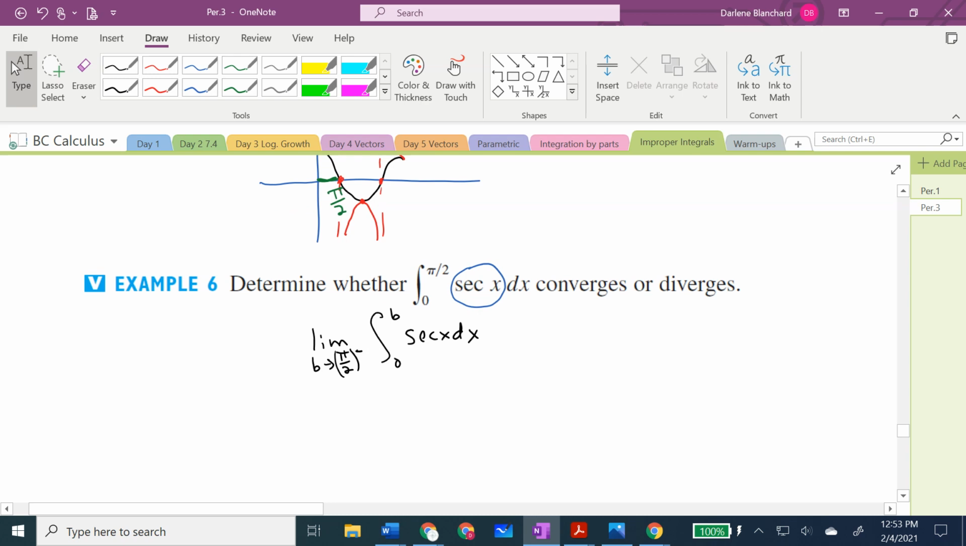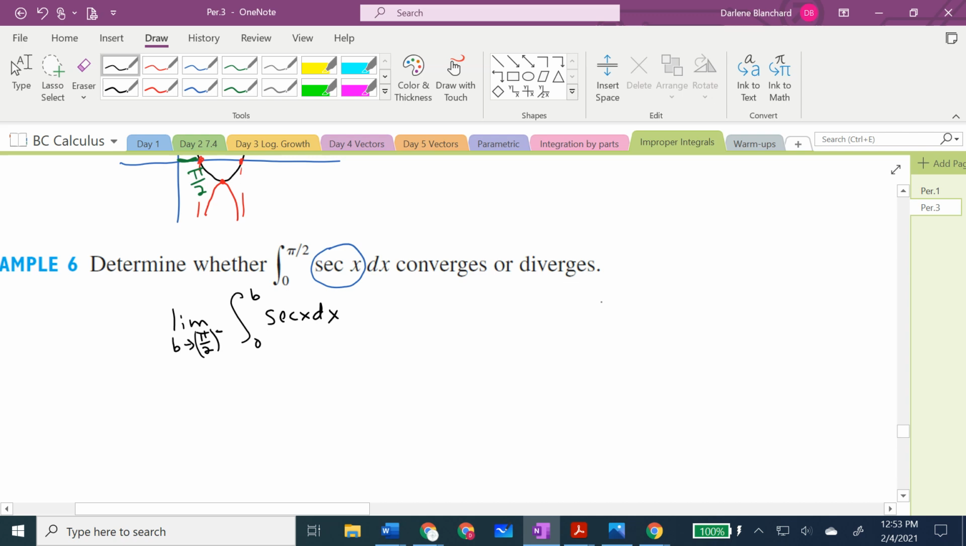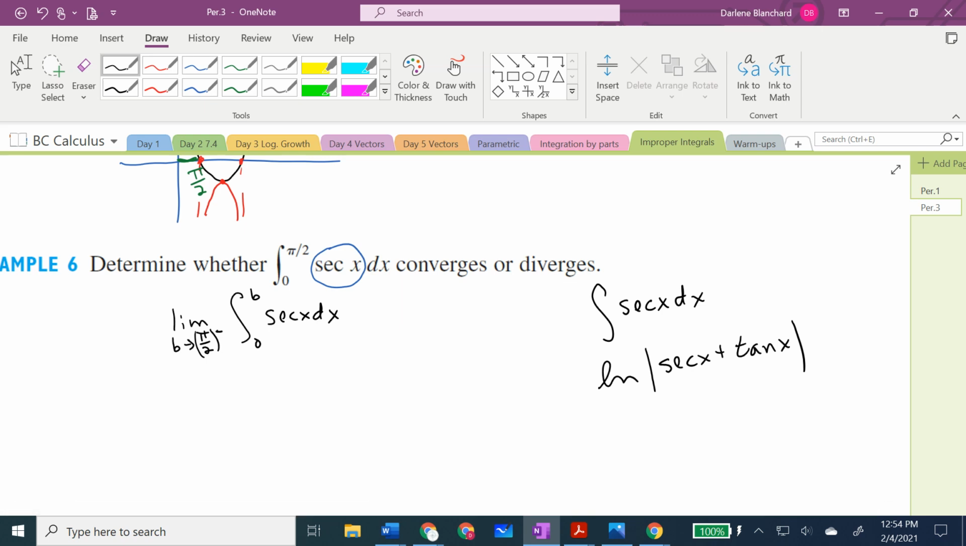And the integral of secant is one of those formulas you pretty much have to have memorized, and it's been a while since you've seen it probably. So let me just write out the formula: the integral of secant x is the natural log of the absolute value of secant x plus tangent x. And so I come back over to the limit.